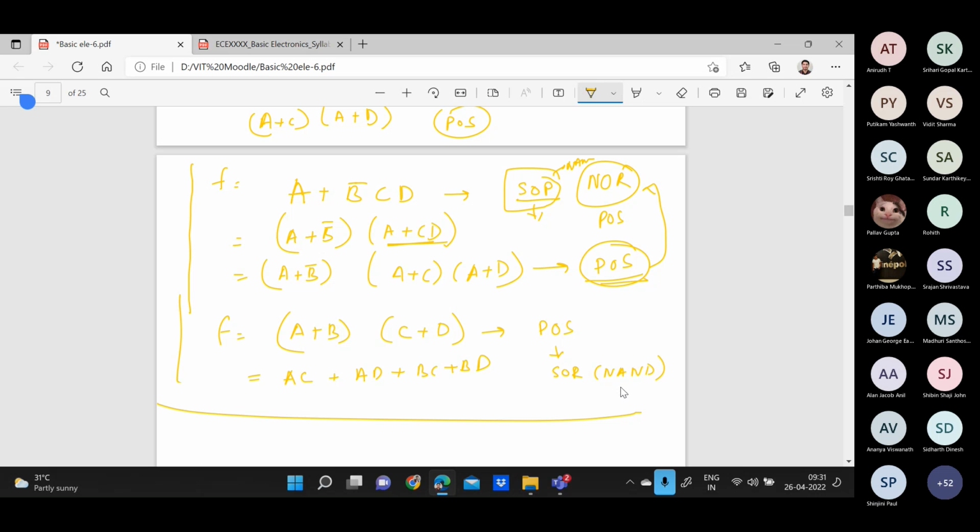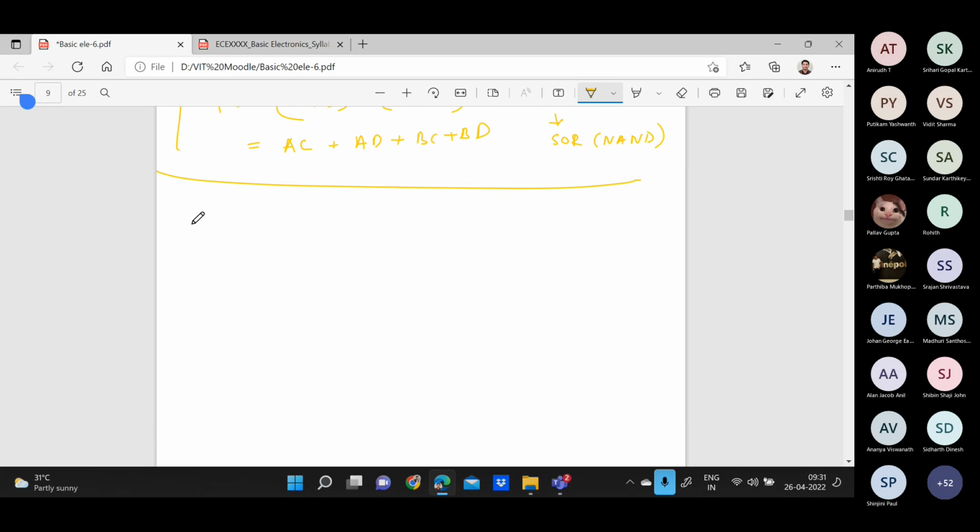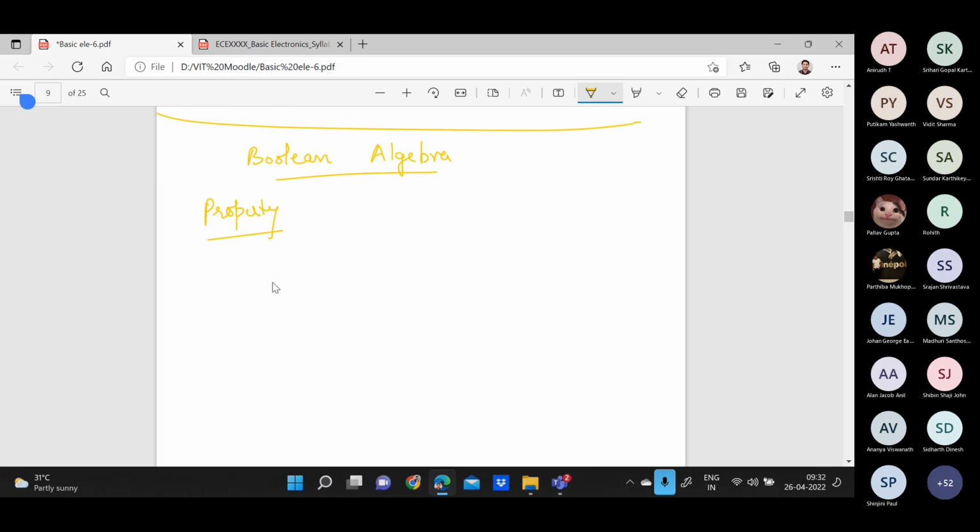Now the next topic that we have: any function is given to us like this. First I'm giving you some basic theorems in algebra. Okay, they follow some properties actually. So in the case of Boolean algebra, we have some basic properties. By using these properties, we can simplify any expression.